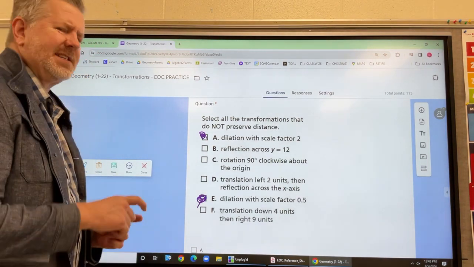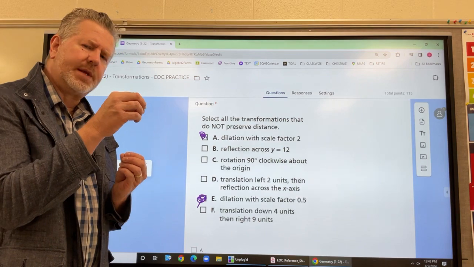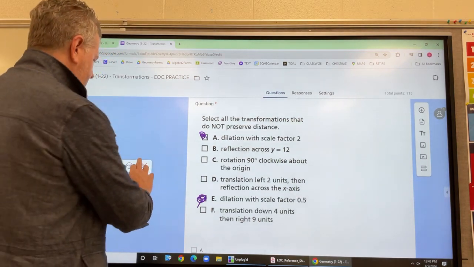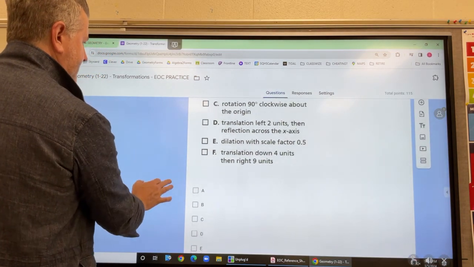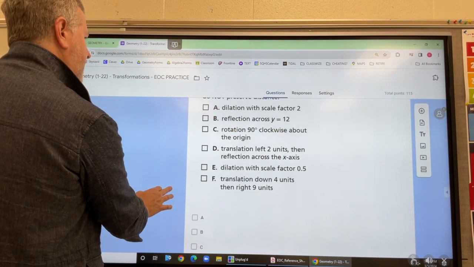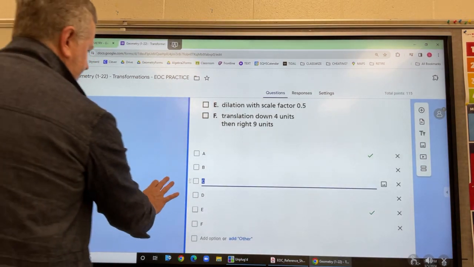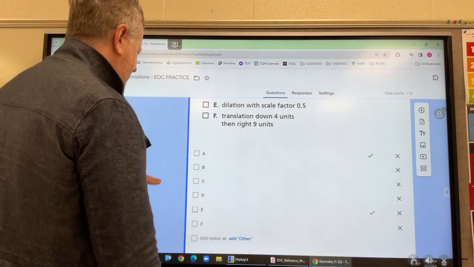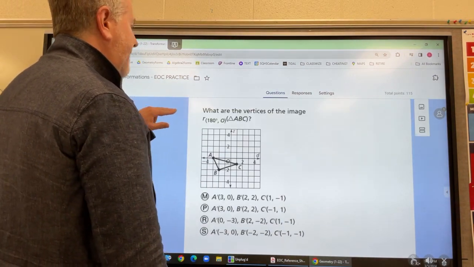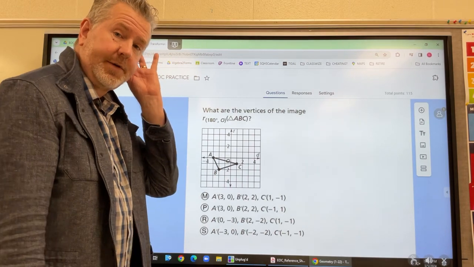When they say distance, they mean distance between 2 points or the length of a side of a figure, all right? Or distance from something. So let's make sure that we're at A and E on that one. All right, yeah, A and E. I have to check myself too sometimes because it's a lot of information to keep in your head, and I know it is for y'all too.